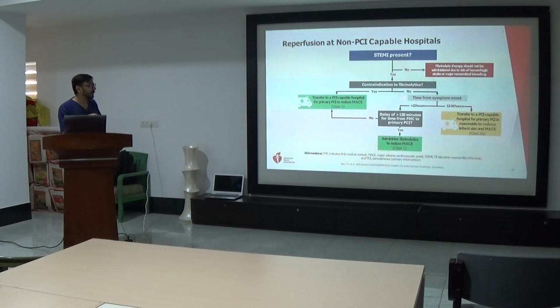If there is no contraindication to fibrinolysis, then assess the symptom onset: less than 12 hours or more than 12 hours. If less than 12 hours, and if there is a delay of more than 120 minutes from first medical contact to primary PCI, then administer a fibrinolytic. If no, then refer. If already 12 to 24 hours, refer to a PCI-capable center. There is no need to thrombolyze after 12 hours of symptom onset.